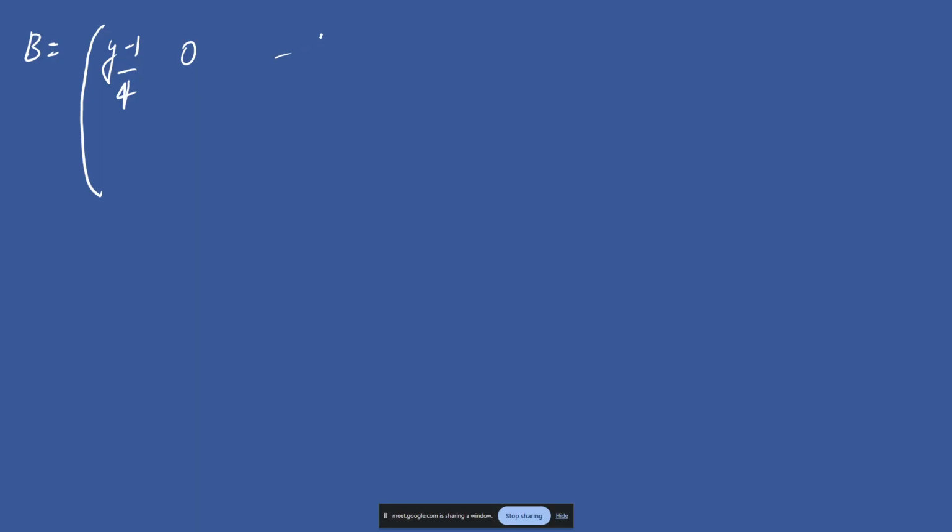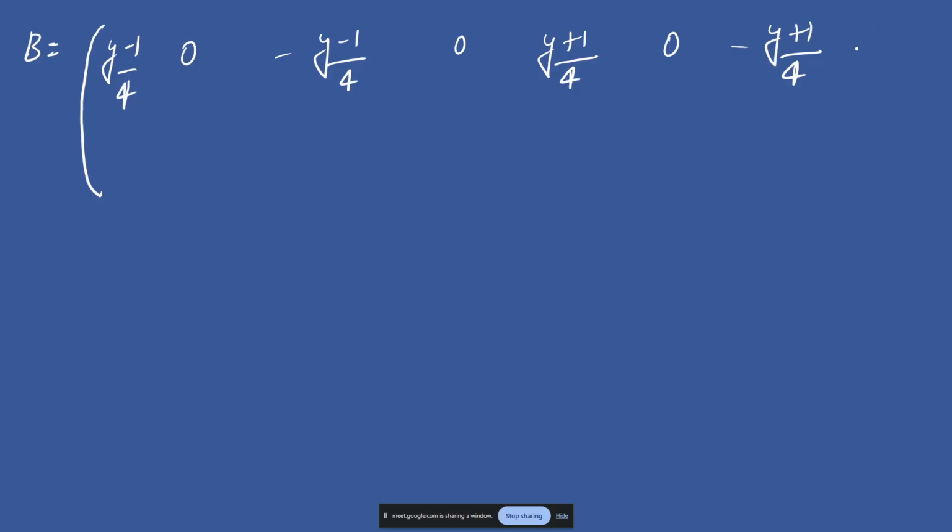So the B matrix which is available with me in front of you is: y minus 1 by 4, 0, minus y minus 1 by 4, 0, y plus 1 by 4, 0, minus y plus 1 by 4, 0, 0.